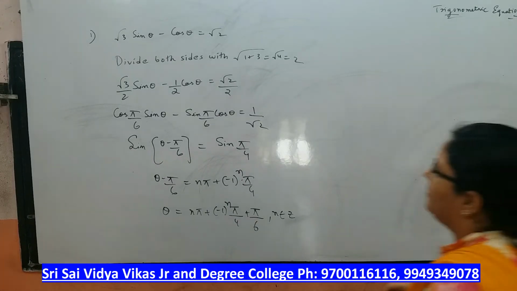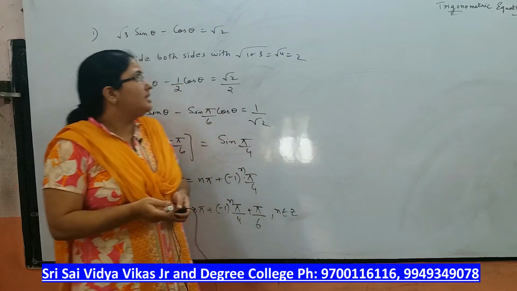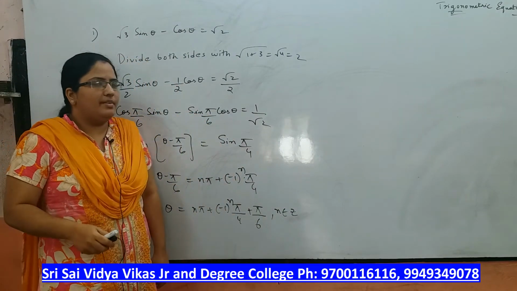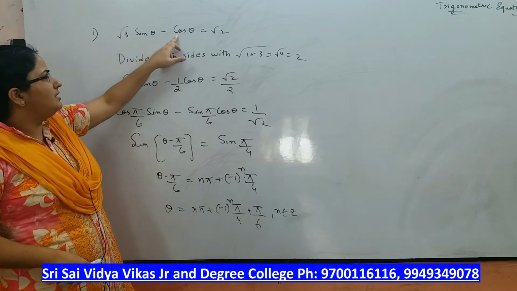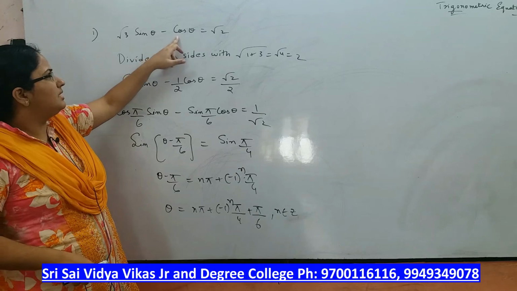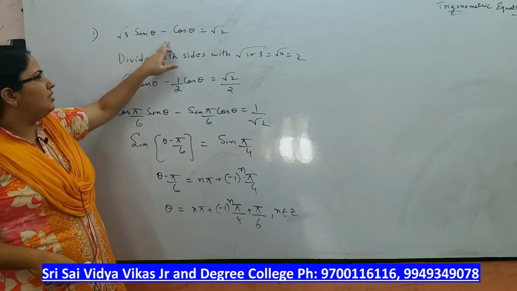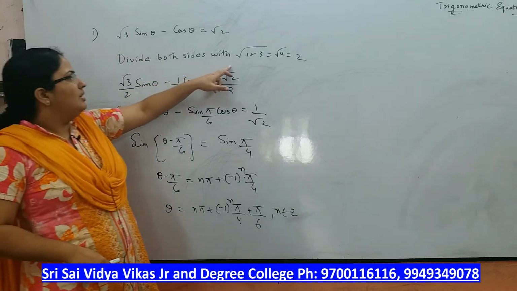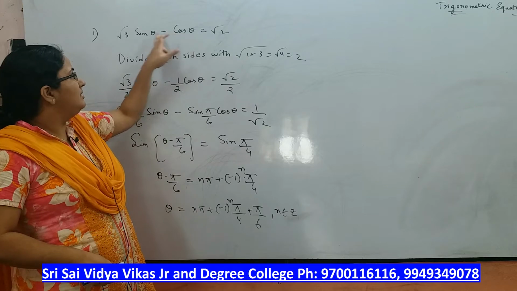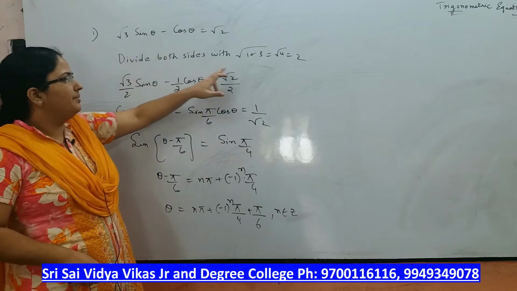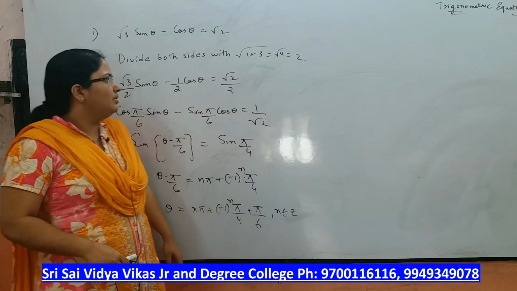The very first problem we have here is root 3 sin theta minus cos theta is equal to root 2. Whenever you have an equation like this, divide both sides by the square root of the sum of squares of the coefficients of sin theta and cos theta. So here you have root of 1 plus, here 1, here root 3. Root 3 square is 3. 1 plus 3, that is 4. Root 4 is equal to 2.